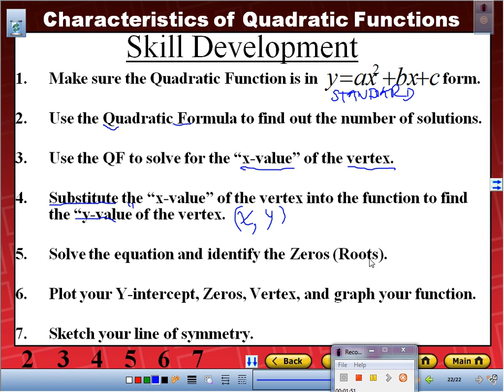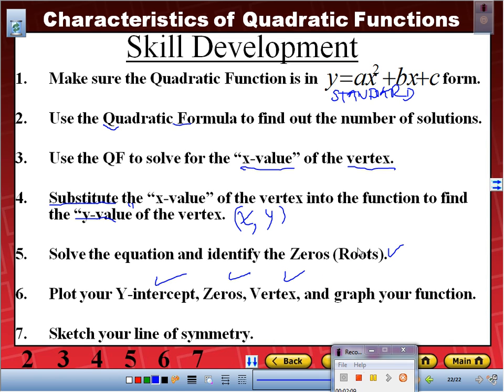From there, we solve for our zeros. Do we know how to solve quadratic equations? Yes. And then at the end, we use all the information, our y-intercept, our zeros, our vertex, and we graph it. And then from there, I just want to show you a couple things with the line of symmetry. Okay? For right now, we're going to use this method. So, with that said, everybody got it?